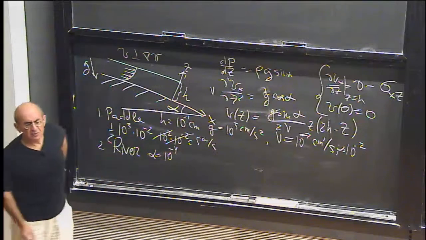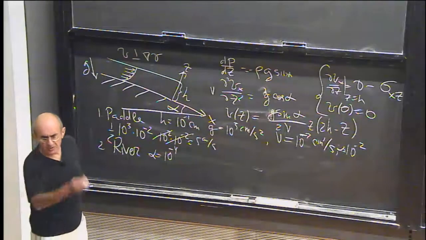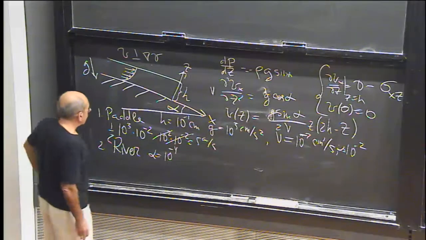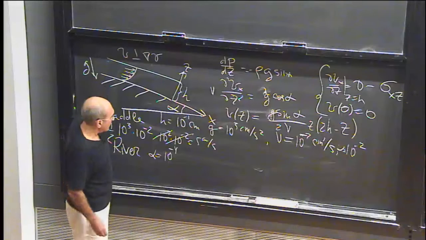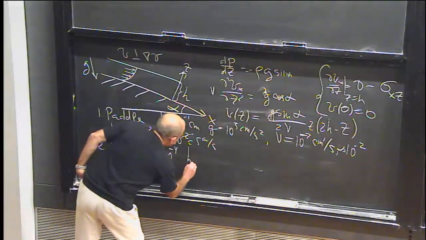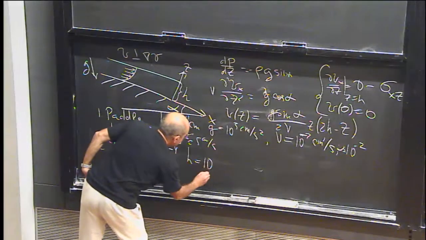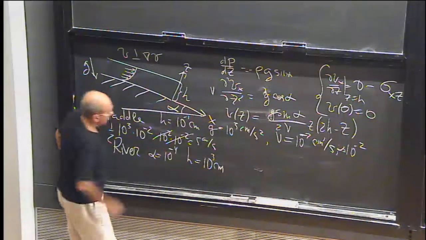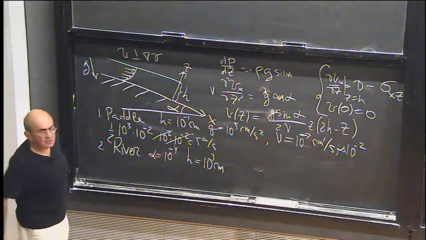normally it's 100 meters per 100 kilometers. It's really kind of 10 to the minus 4. Well, sometimes 10 to the minus 3, but plain rivers are like this. Well, h typically is like 10 meters, which means 10 to the 3 centimeters. Kind of a normal river, and that's all. The rest is the same.